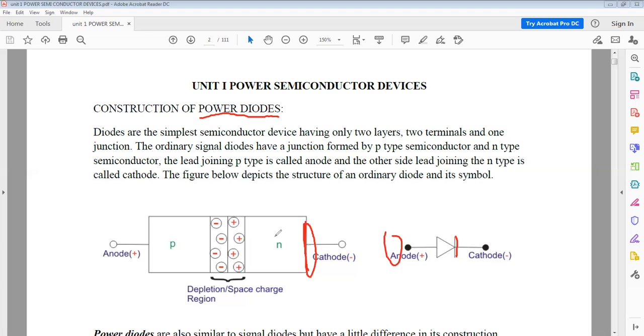You all know how a PN junction works. It has a P region and an N region, where the mobile charges in the P region are holes and in the N region are electrons. Diodes are the simplest devices, having only two layers, two terminals and one junction. The remaining devices have two or three junctions, and there are so many of them. The ordinary signal diode has a junction formed by P-type semiconductor and N-type semiconductor.